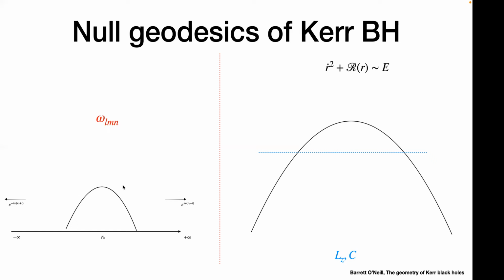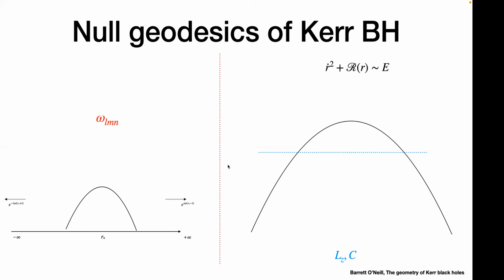And let me remind you again that a quasinormal mode corresponds to a solution that has only an outgoing component at infinity and an ingoing component at the horizon. So what does it mean for a null geodesic?